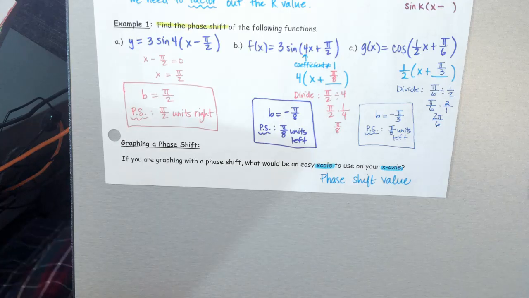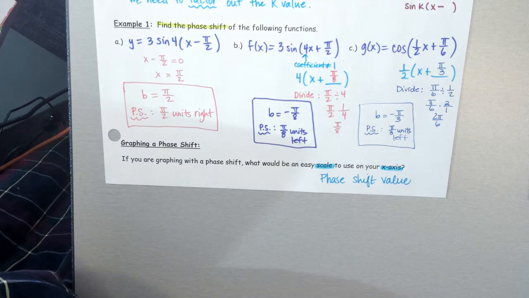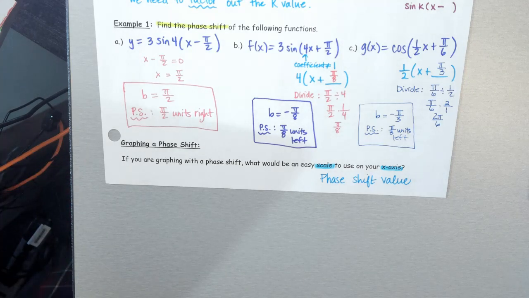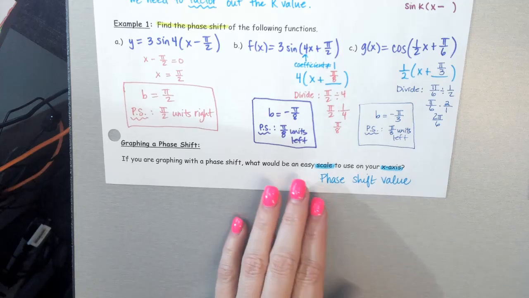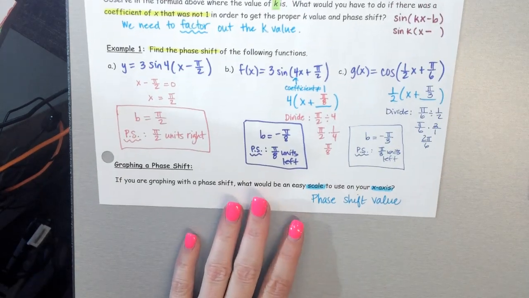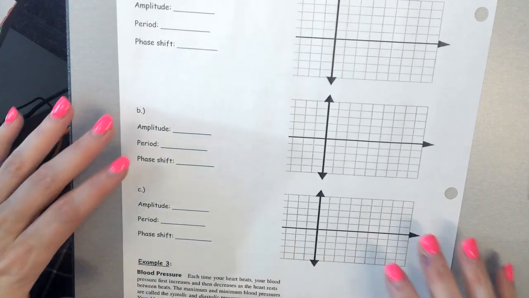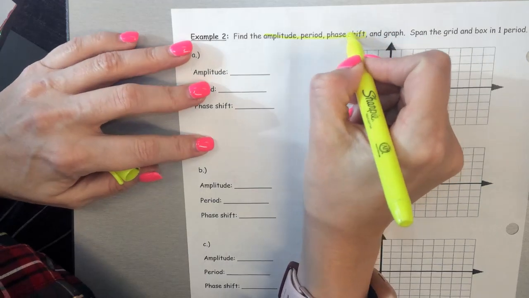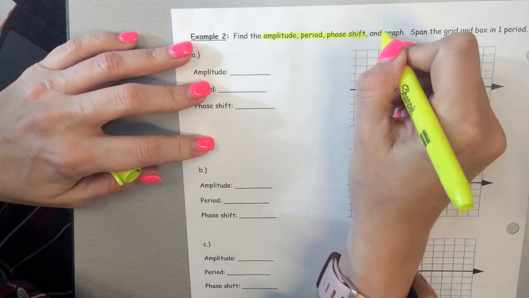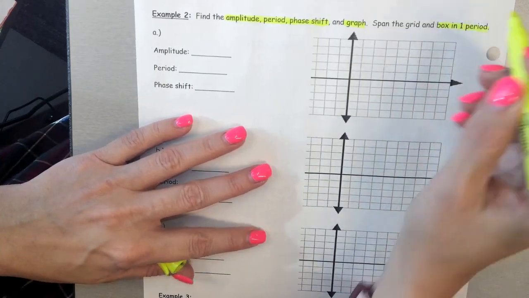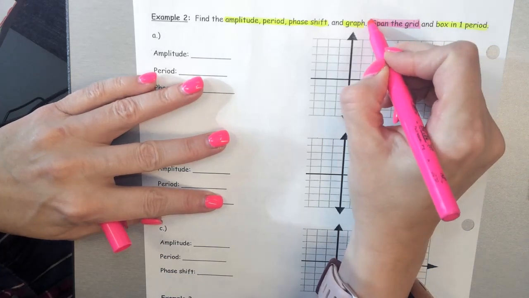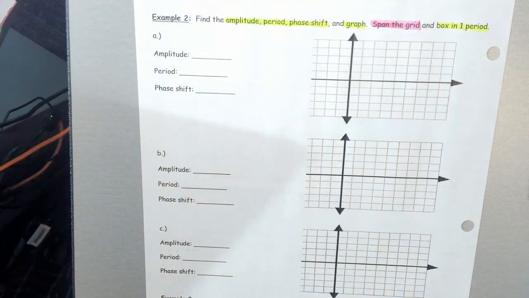Okay, so on our graphs today, we are going to have phase shifts, but those are going to be combined with some of the other vertical transformations we looked at yesterday. So sometimes there's a vertical shift up, sometimes there's a stretch. Okay, so there's going to be multiple things happening here. All right, so for all of these, you're going to find the amplitude, period, and the phase shift value. Okay, and then we're going to graph. Just like yesterday, we're boxing in one period and we are spanning the grid. And of course, I will give you the gift of grids again today.